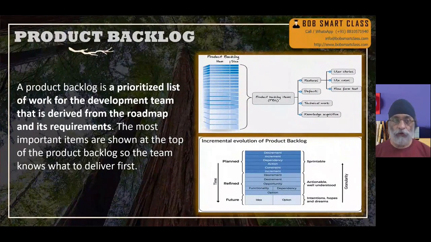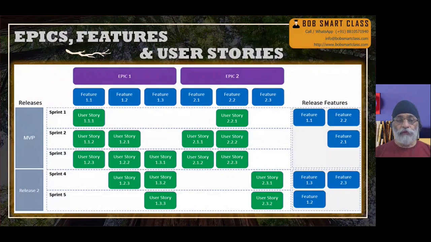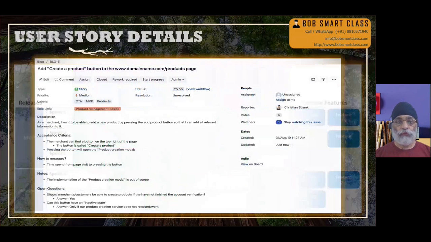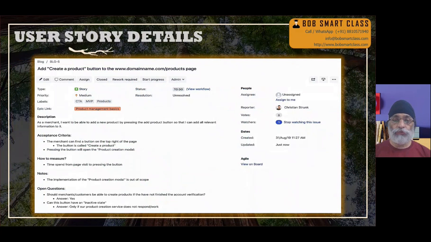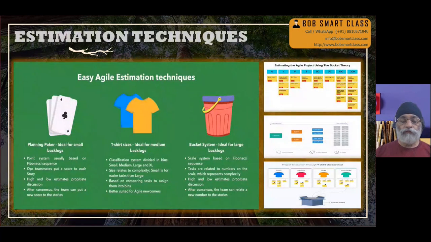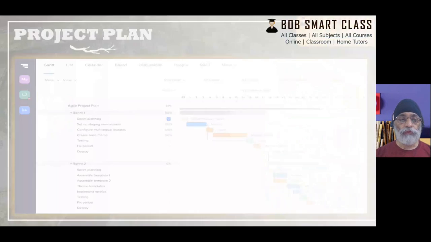Next, we will be discussing about product backlog and what are the items and how to prioritize them. And define epics, features, and user stories in product backlog. We will be discussing about user story details. What are the different parts of a user story as description, acceptance criteria, and how to measure it. There are different techniques of estimations as planning poker, t-shirt sizing, bucket system. We will be going through all these techniques.